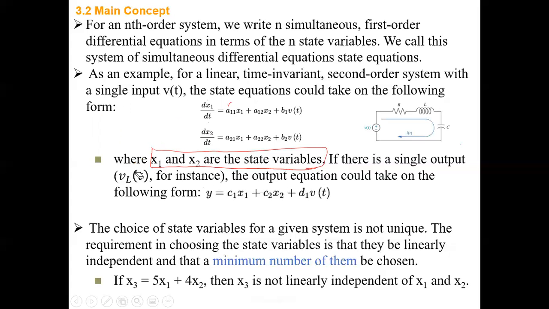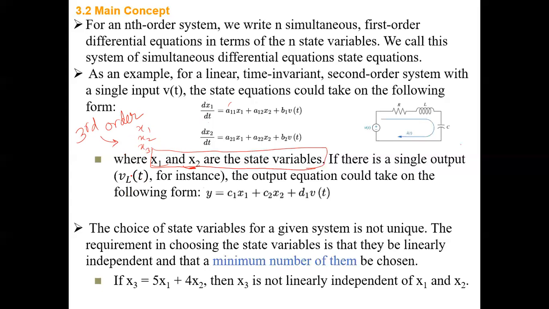But there is a requirement for choosing state variables. It's not unique, but they should be linearly independent of each other. So what do I mean by linearly independent? Suppose we are talking about a third order differential equation. Then you have 3 state variables, x1, x2, and x3.